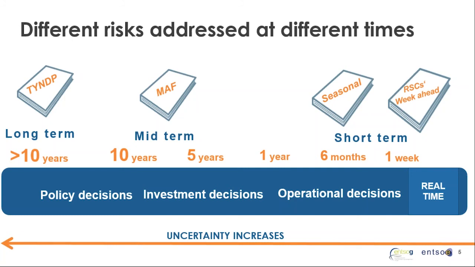And this one addresses the needs for adequacy, especially possible investment in generation that is still possible within 5 to 10 years. And at the shorter term, you have the seasonal outlook, looking 6 months ahead for next winter or next summer. Those are, I would say, the most critical seasons, because of either low temperature or high temperature. And you have the week ahead, which is performed by the regional security coordinators, every week, to assess the adequacy of the coming 7 days.